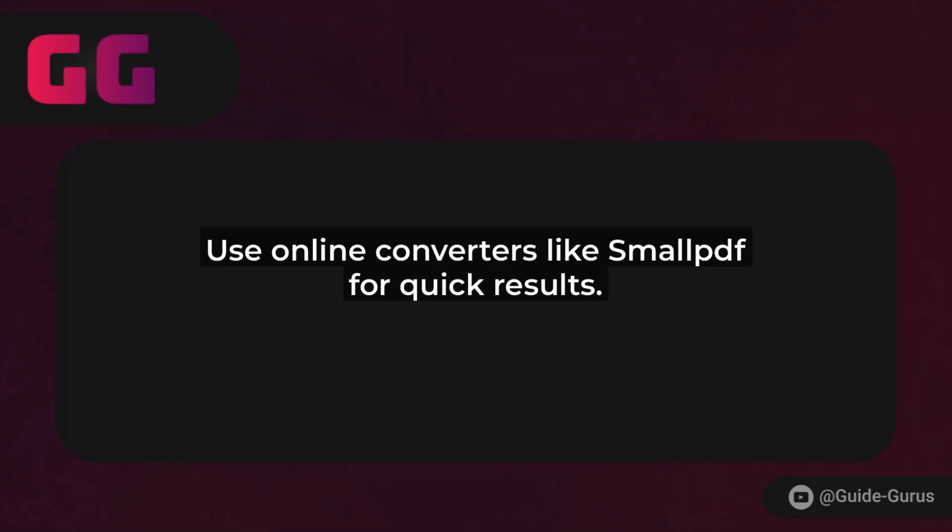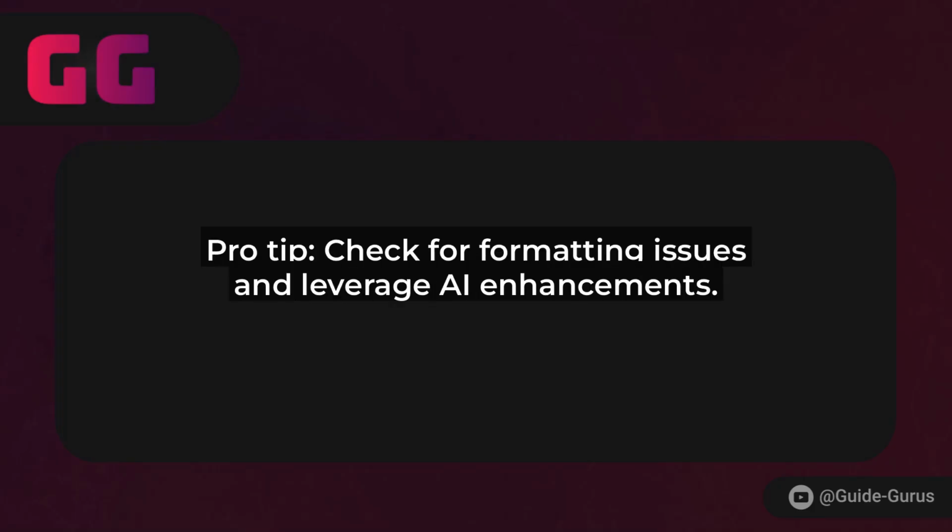If you're using an online tool like SmallPDF or Adobe Acrobat, simply upload your PDF to their website, select the PowerPoint conversion option, and download the result in seconds.